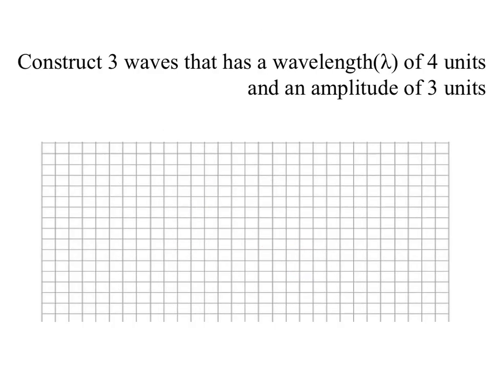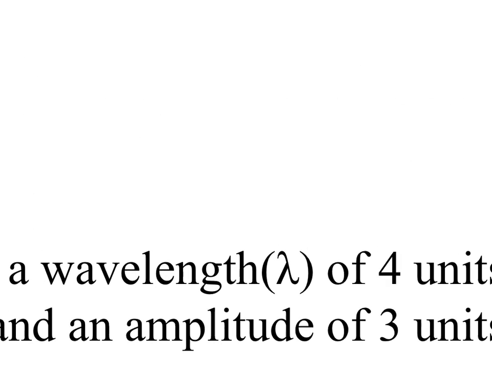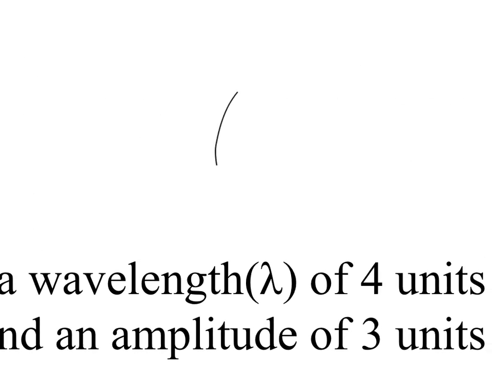All right, this one wants 3 waves. So that means I'm going to have a total of 3 crests and a total of 3 troughs. And the wavelength is 4 units. So what I always do is I draw a wave first so I can figure out where all these points are going to be.